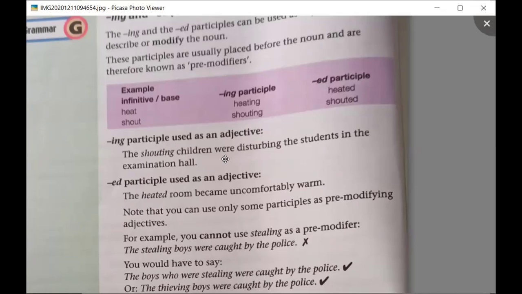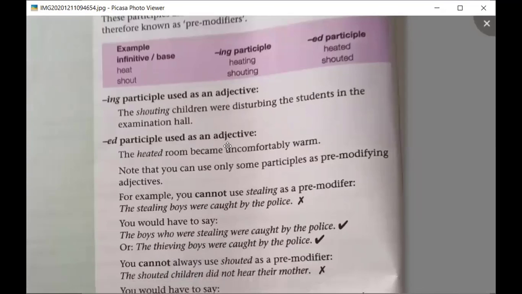Now, who was caused by this shouting? The students, right? So they were disturbed. This was the effect of the shouting of those children. Those children were of what kind? They were shouting children. Okay, the -ed participle used as an adjective.